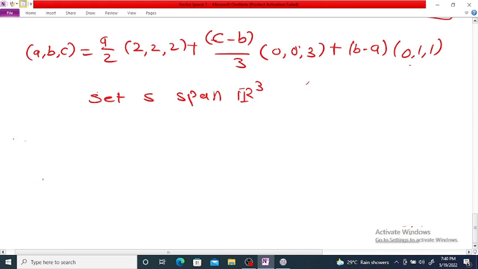Now the next question, number 3. Determine whether the given set is linearly dependent or not. So S is given, S is equal to again the same 2 2 2, 0 0 3, and here 0 1 1.